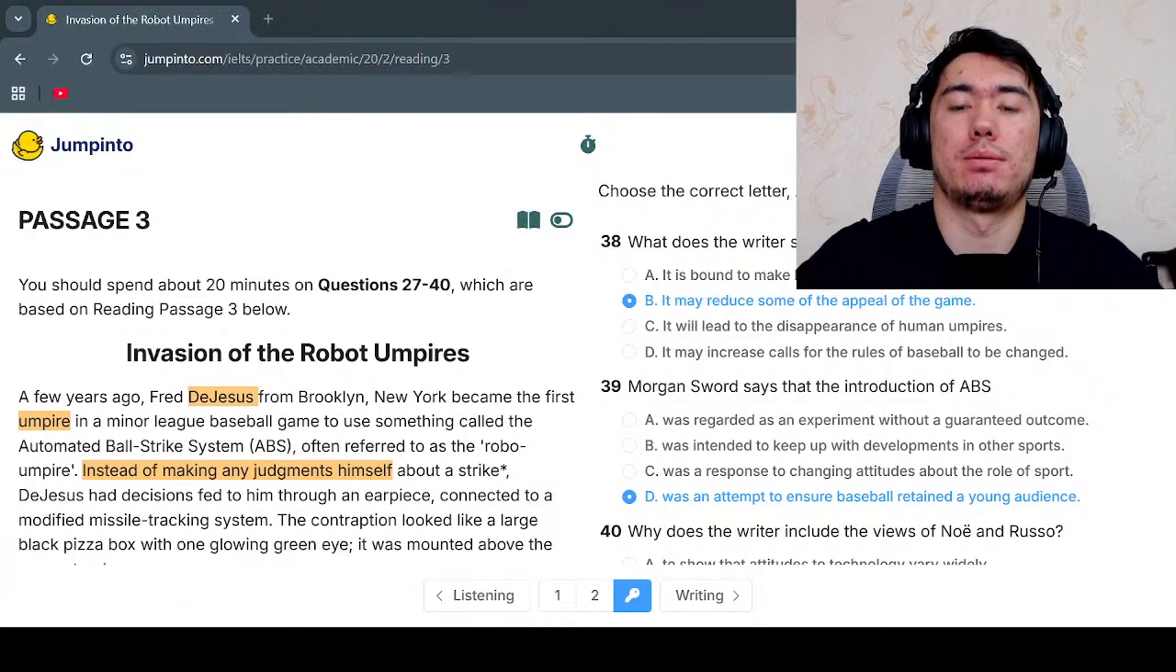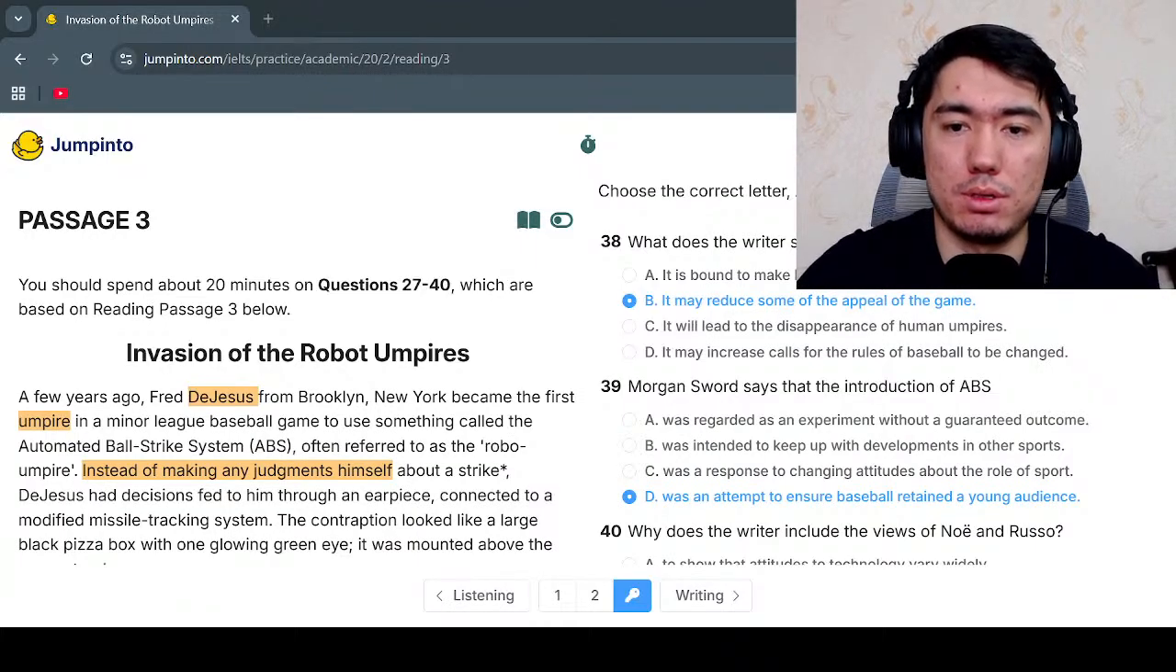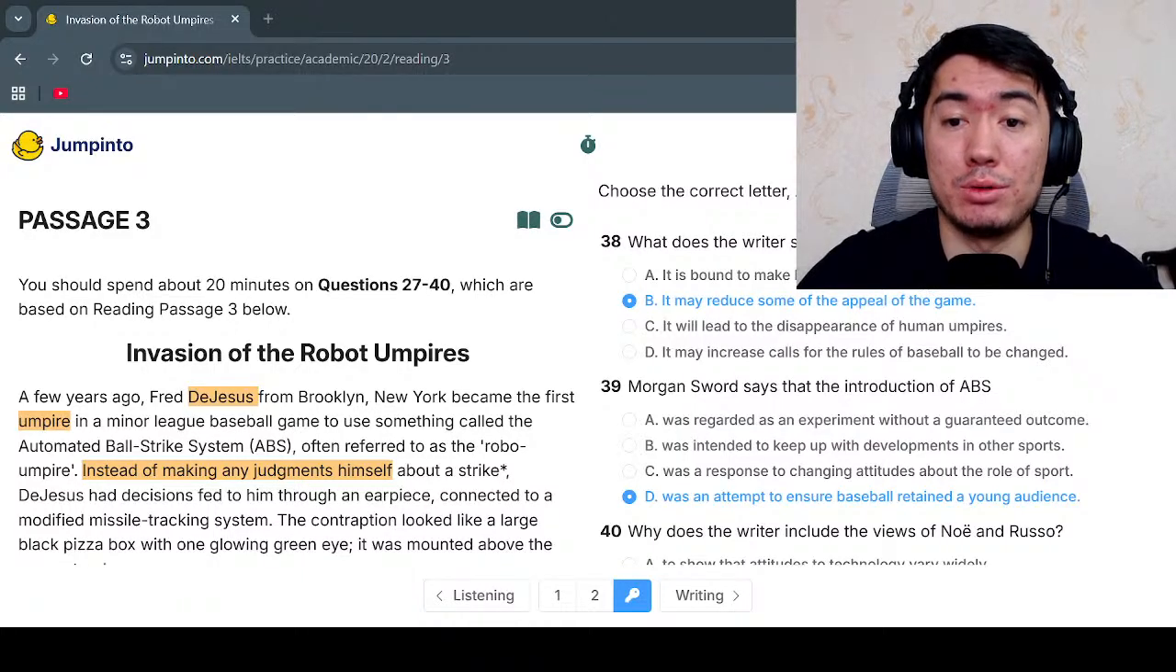38A, yeah. It was bound to make key decisions that are wrong. No. The system's key decisions were too correct, and that was the issue. They were too perfect.